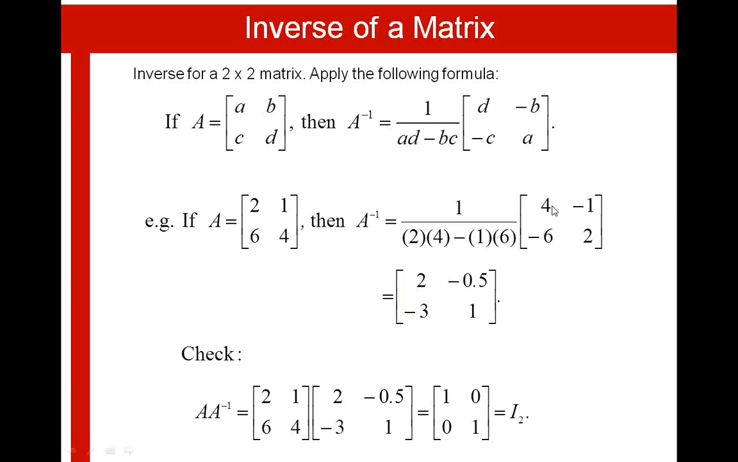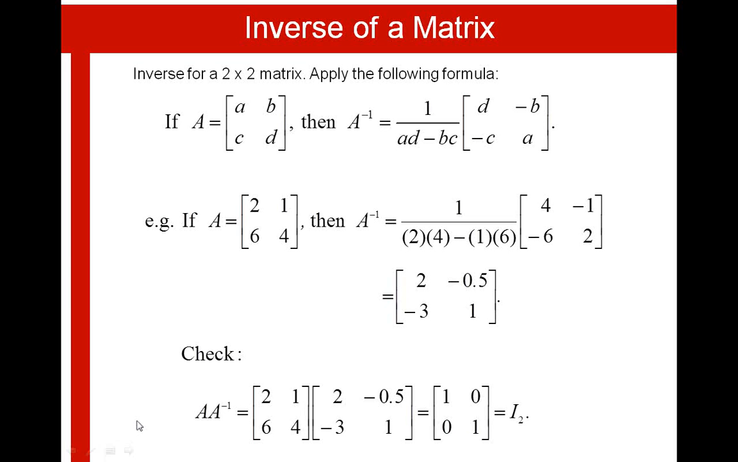Then we multiply each element by the 1 over 2. So we have 4 divided by 2 is 2, minus 1 divided by 2 is minus 0.5, minus 6 divided by 2 is minus 3, and 2 divided by 2 is 1. We can always check our work by multiplying the original matrix by its own inverse. And this produces the identity.